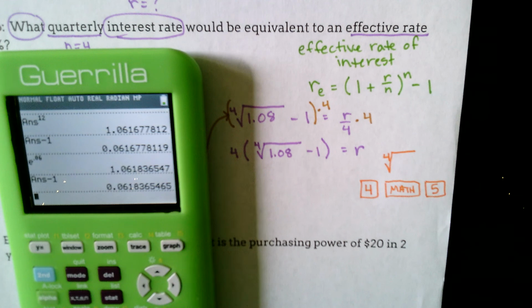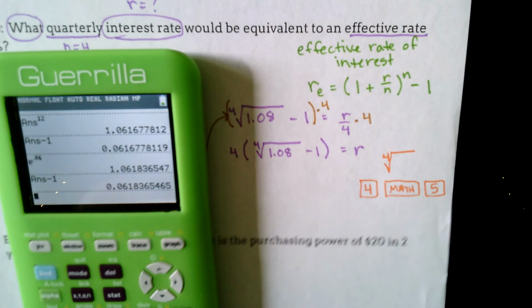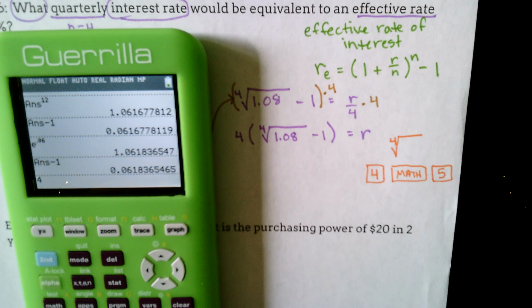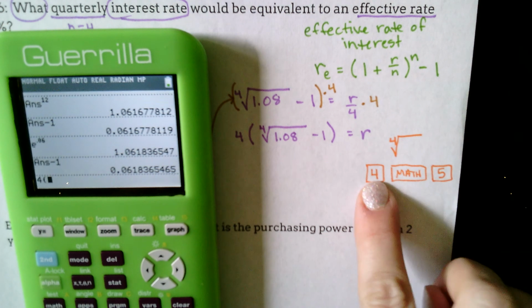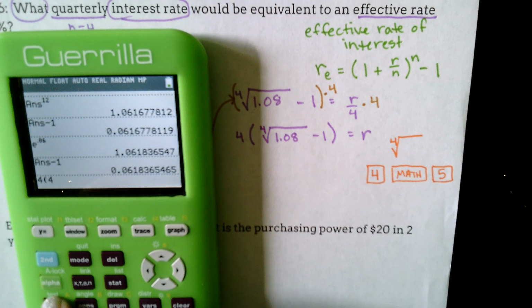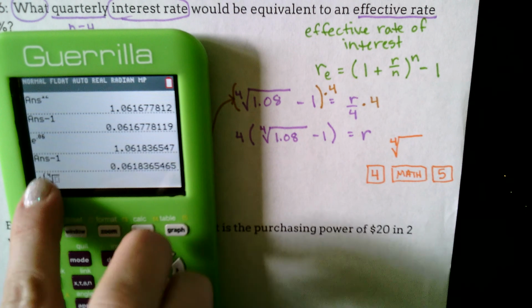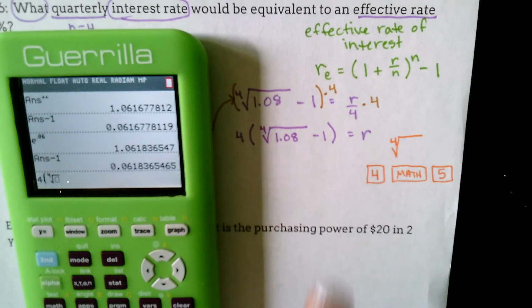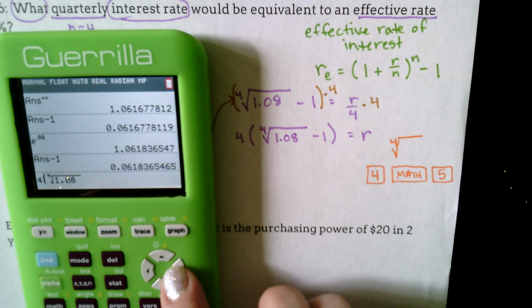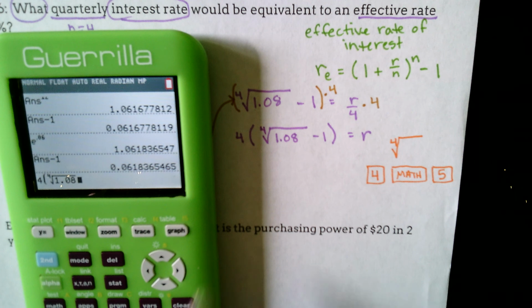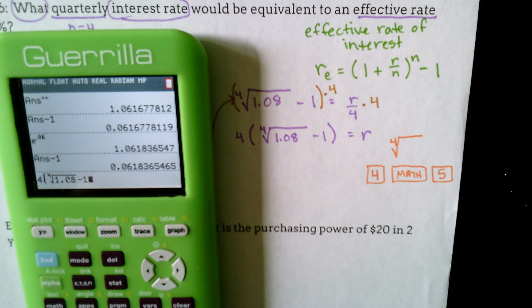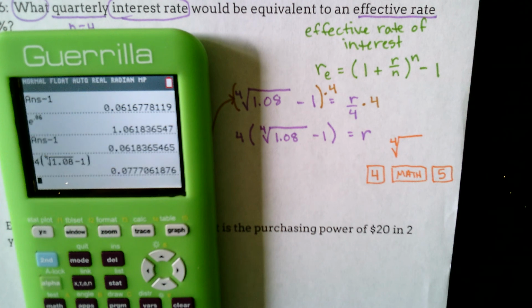So that's what we're going to do here. I'm just going to put this in my calculator exactly how it appears. So I'm going to say 4 and then parenthesis. And then to get the 4th root, I do 4 math and then 5. And that gives me the 4th root of 1.08. And then I have to arrow to the right to get out of the radical and do my subtract 1. And then close my parenthesis and enter.